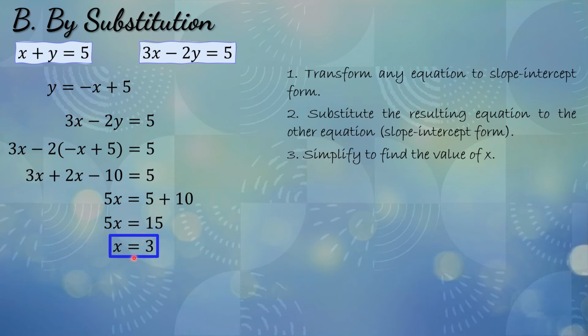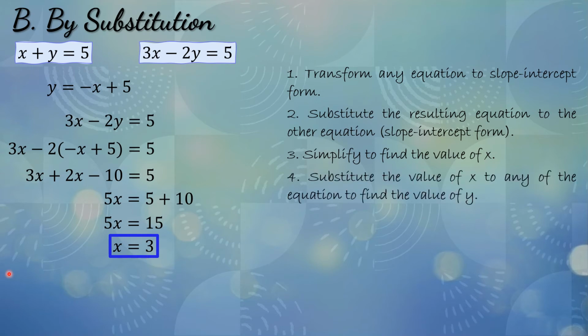Therefore, the value of x is 3. Because 5 divided by 5 is x, or 1. 15 divided by 5 is 3. So that is the value of x. Fourth step is to substitute the value of x to any of the equation to find the value of y.